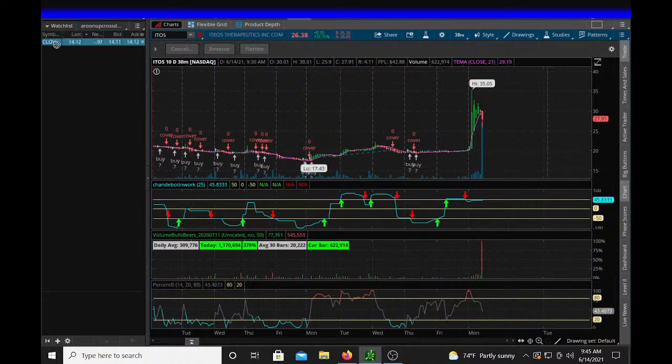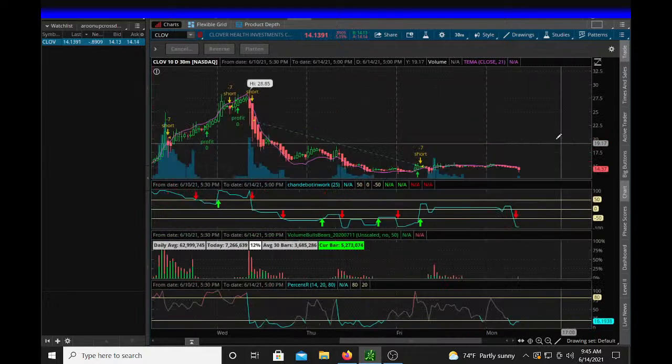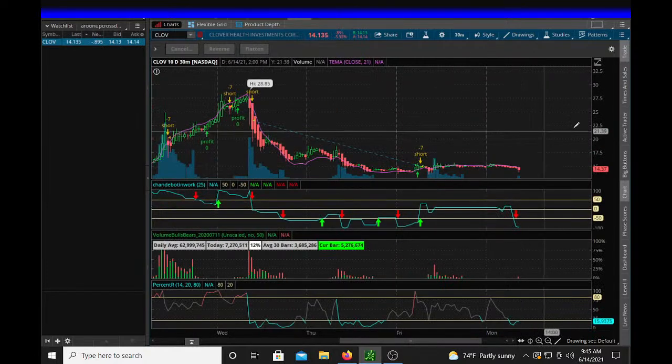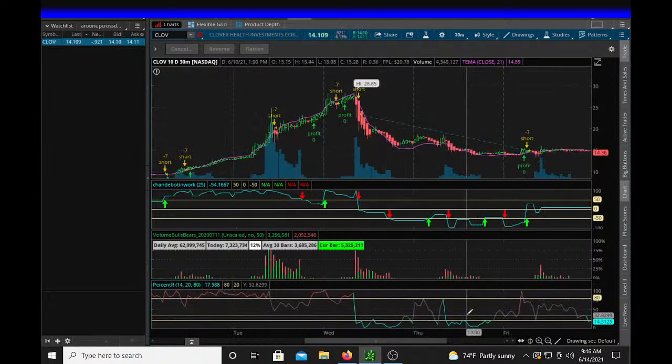Oh, Clove is the only one on this list. And yet so many of these charts look exactly the same. All right. Now it looks like we're getting this buying opportunity here, but we don't want to take the trade here. We want to take the trade when it starts to recover. It's not pointing down anymore.